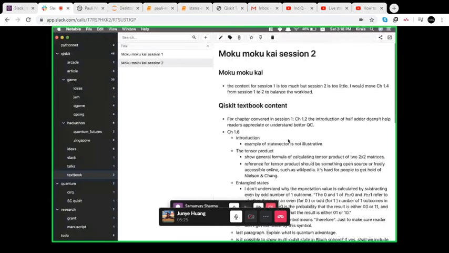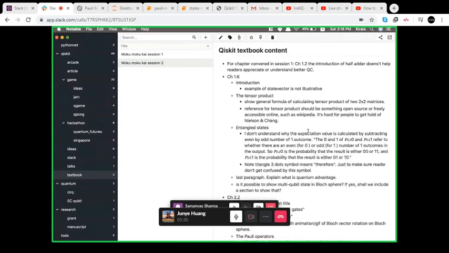Later I will also send all these feedbacks to the Slack channel for people to keep track of it. Some are already detailed, but I have one suggestion for a previous chapter. I felt that in chapter 1.2, the atom of computation, the introduction of the half adder and explaining how it works in a classical computer, and then using that to introduce the CNOT gate and other things, doesn't really help me to appreciate or understand quantum computing better. What do you think?